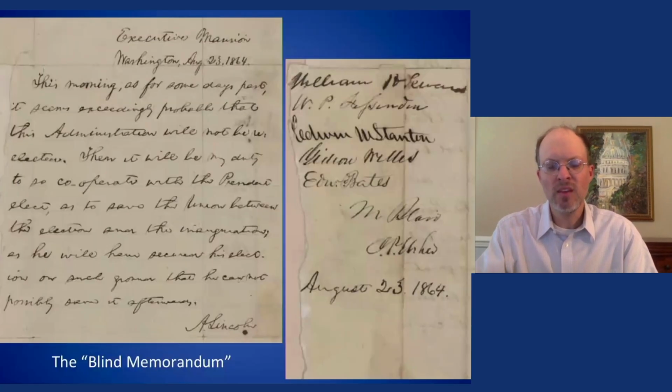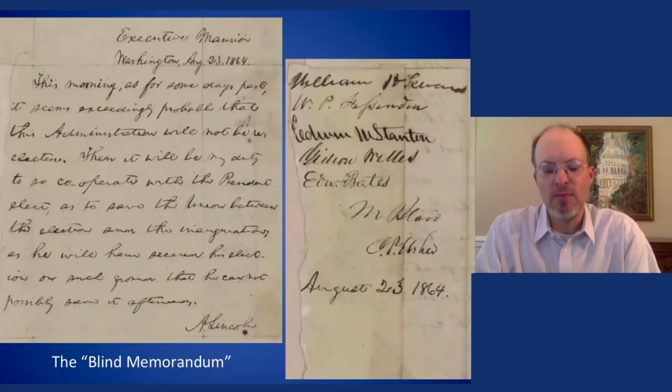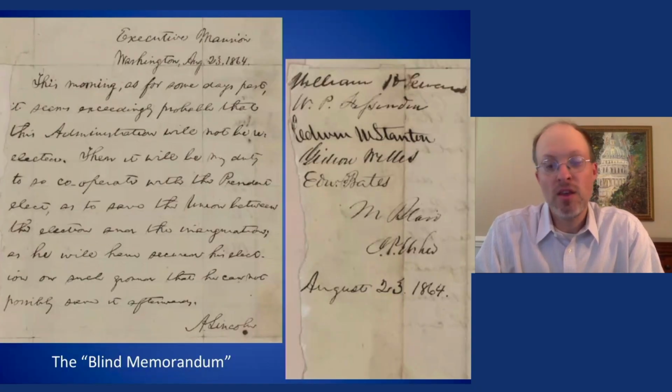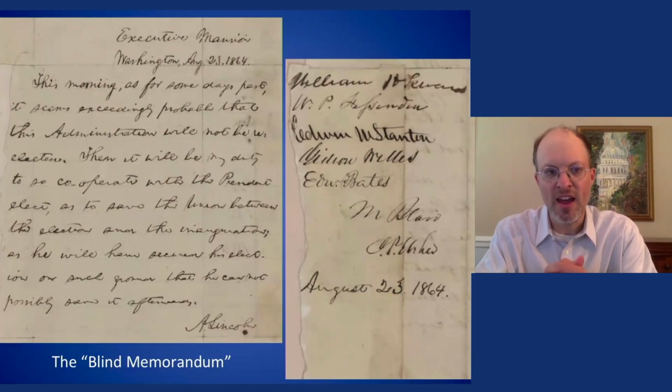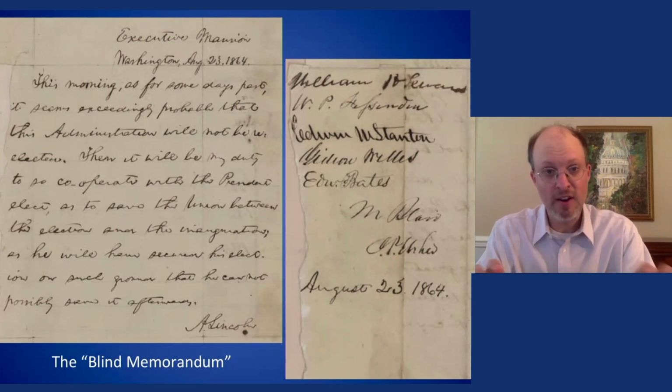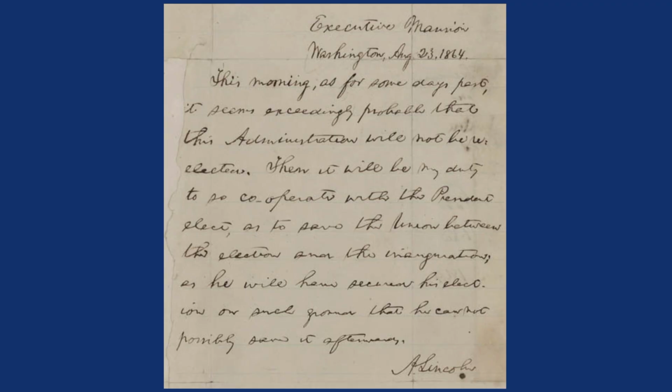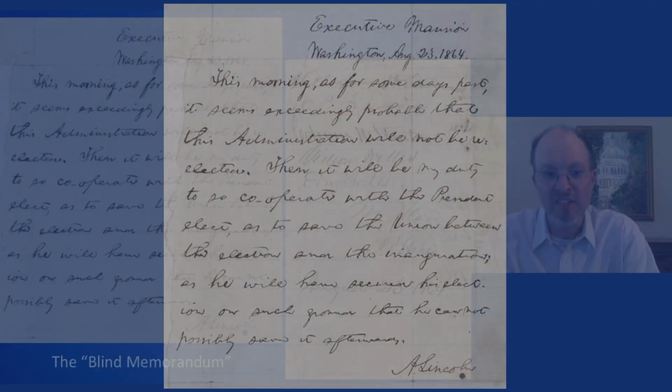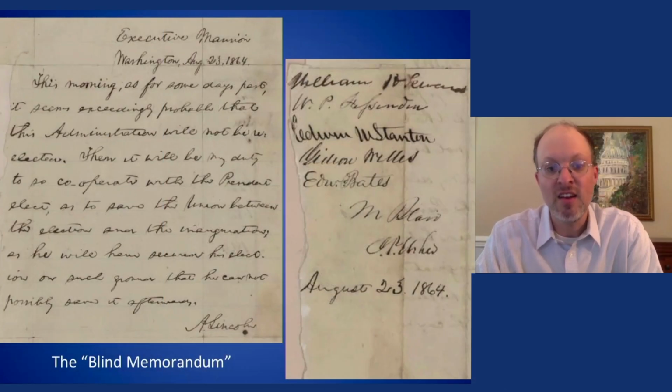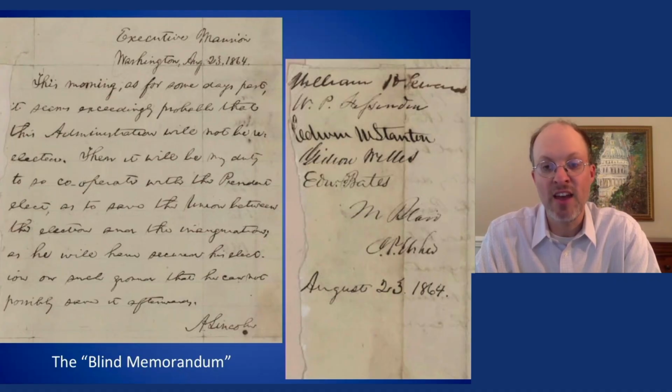By August of 1864, Lincoln was absolutely convinced that he would lose re-election. And on August 23rd, he took out a piece of paper in the White House and he wrote out this little note, which is now known as the blind memorandum. And you can see Lincoln's very handwriting here. And it says this: "This morning, as for some days past, it seems exceedingly probable that this administration will not be reelected. Then it will be my duty to so cooperate with the president-elect as to save the Union between the election and the inauguration, as he will have secured his election on such ground that he cannot possibly save it afterwards."